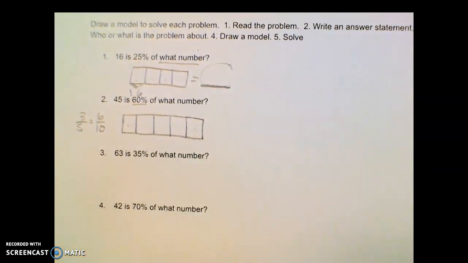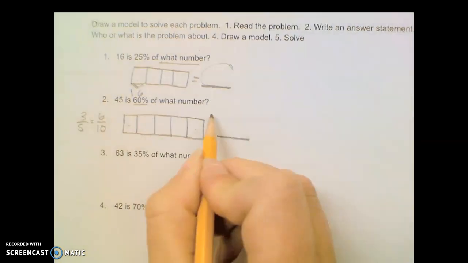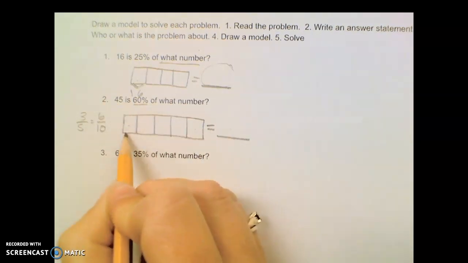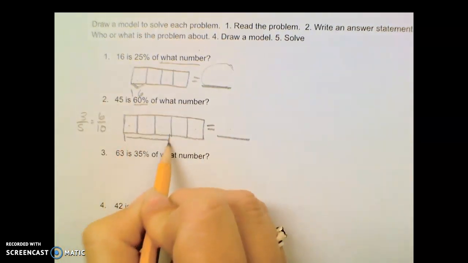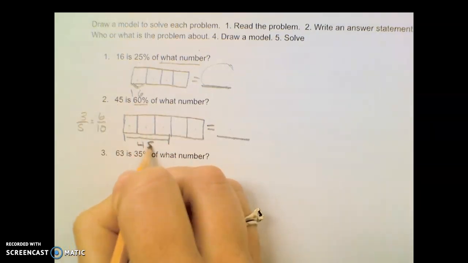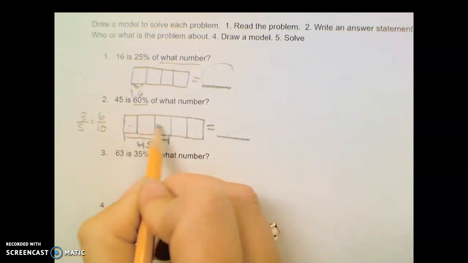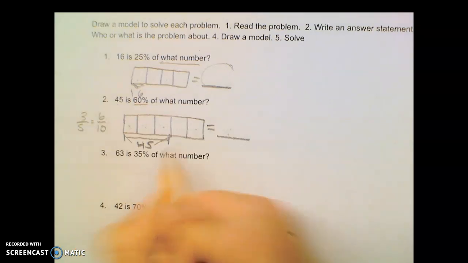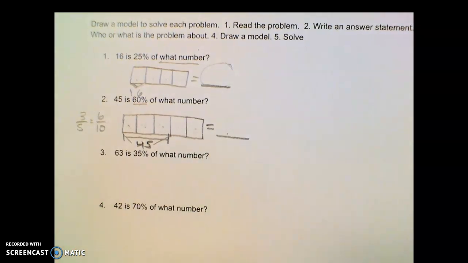Again, the more we draw these models, the more you'll be able to visualize and see. 60% is a little more than half. You'll see all kinds of things from these models. I can't stress these models enough. So again, we're looking for the total. 45 is 60% of what total? So 60% is this part right here, because 20, 40, 60, that's 45. So in order to find our total, we need to know what goes in each box. Hopefully you can figure out how to get the numbers in each of those boxes once you have this part to problem solve.